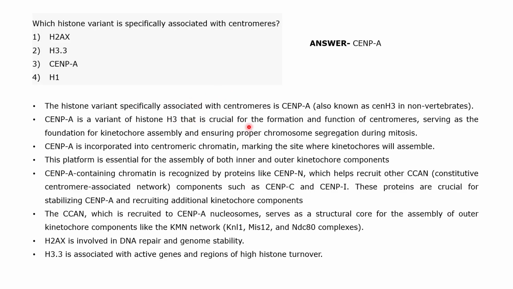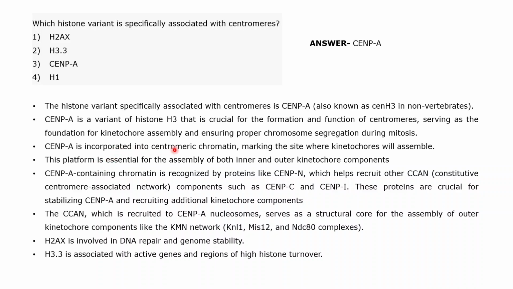It is crucial for the formation and function of centromeres, serving as the foundation of kinetochore assembly and ensuring proper chromosome segregation during mitosis. Basically, the kinetochore is present at the centromere, right? The mitotic spindle or meiotic spindle attaches to it, and then it helps in sister chromatid separation, right? So CENP-A is a variant of histone H3 that is present at this particular region, which helps in proper chromosomal segregation.